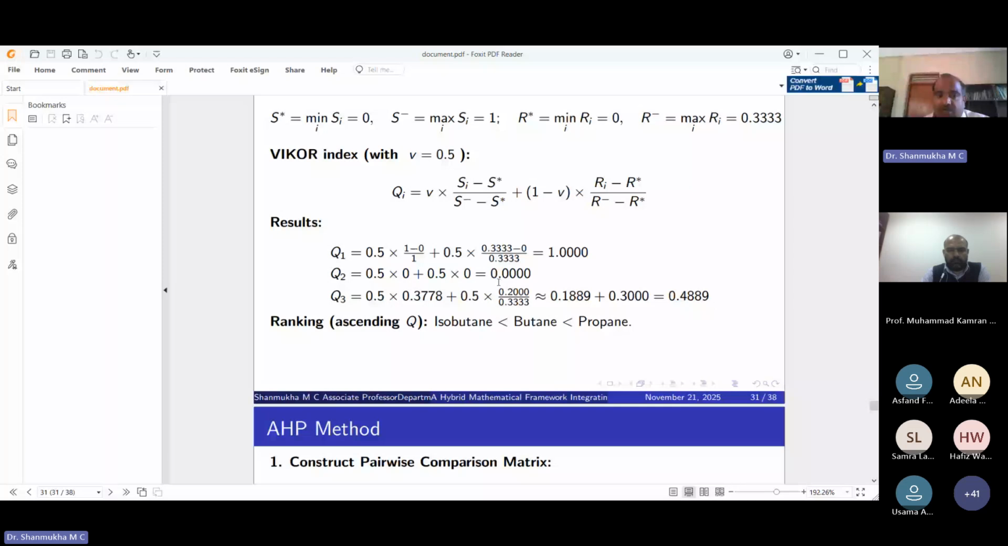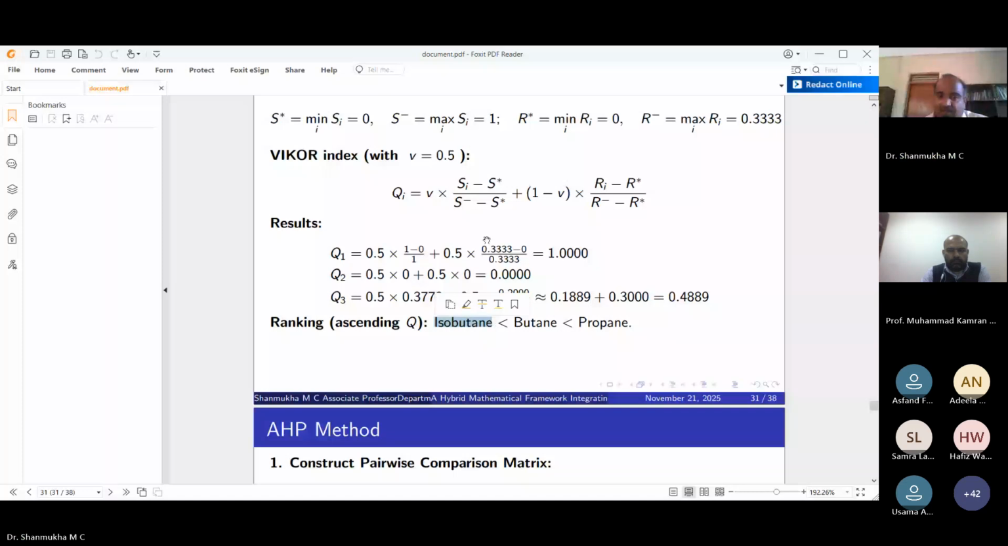So here the lowest value indicates Q2 is equal to 0. It means that in the VIKOR method, a lower value indicates the better alternative. So isobutane is less than the next lower value 0.488, which is butane, and the next value is propane. So the first ranked molecule is isobutane in the VIKOR criteria.